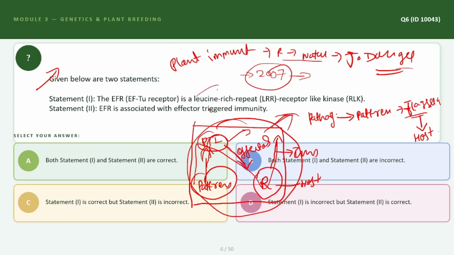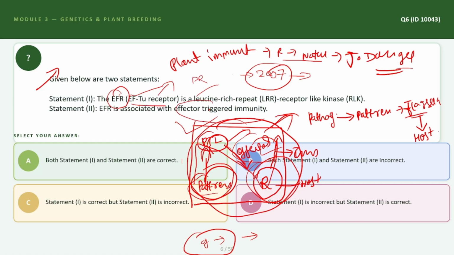Please, everyone should read it. There are some specific pattern recognition receptors present in the host, and some receptors placed for effector recognition, like R genes. There are several hypotheses present. Please read this paper, it's very, very important. Also remember classical examples of pattern triggered immunity: your EFR, EF-Tu receptor is for pattern triggered immunity. It's not effector triggered immunity.